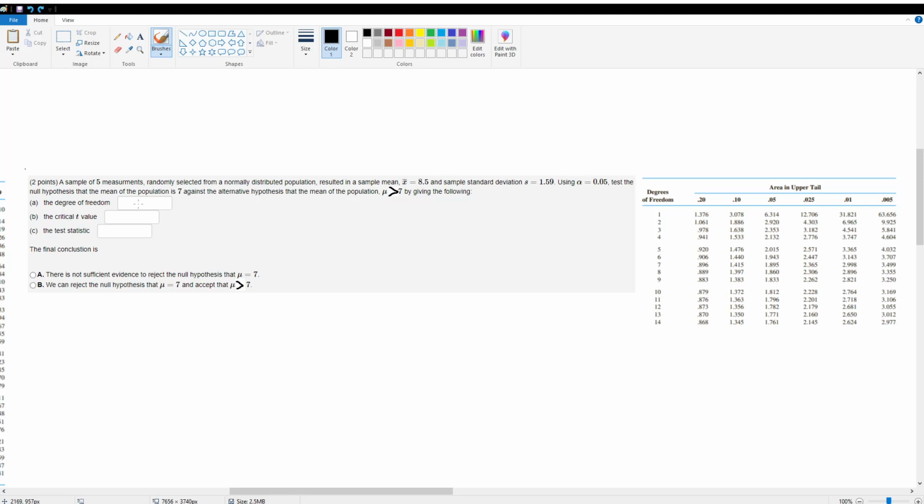So for this one, our degrees of freedom, we have a sample size of 5, so it'll just be 5 minus 1, which is equal to 4.